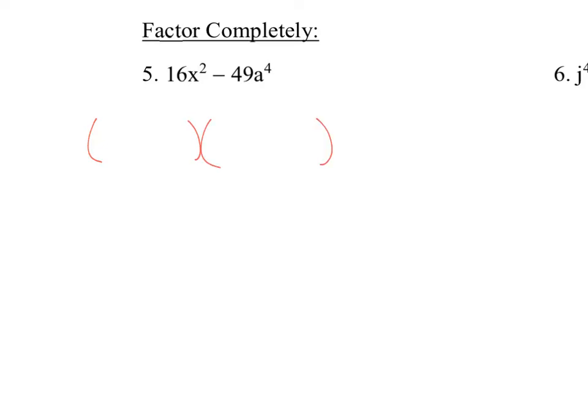Difference meaning that there's a subtraction here, and two squares, because this whole piece is a perfect square and that whole piece is a perfect square. So I end up getting 4x and 4x because that's how you break up 16 into 4 and 4 and x squared into x and x. You always do plus and minus. 49 will break up into 7 and 7, and that a to the fourth will break up into a squared and a squared.